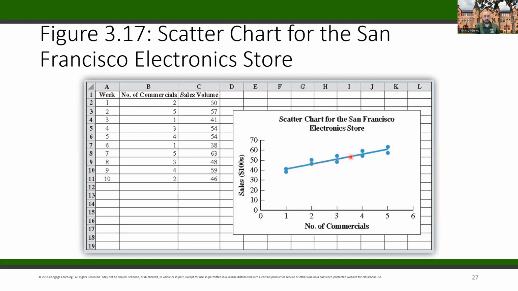But we can see a very clear indication of, as we run more commercials, we sell more products. It doesn't get more linear than that, pretty much. And so that's easy to tell. You can even quickly add a trend line in Excel to show that line if you're curious if the line presents well or not, and this one clearly does.